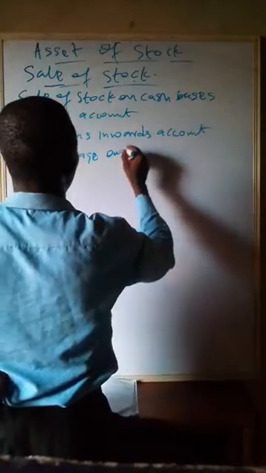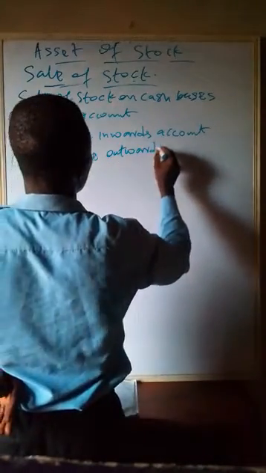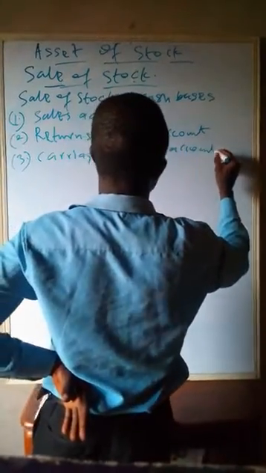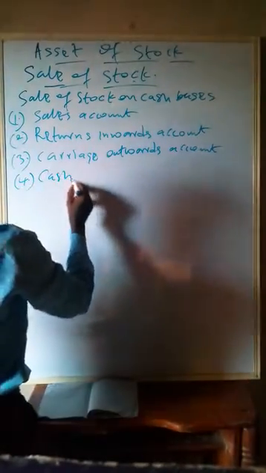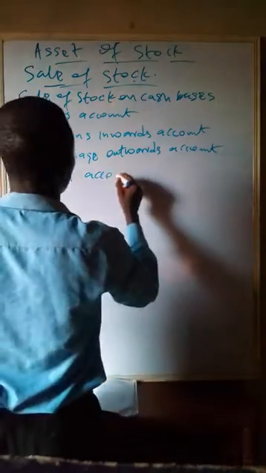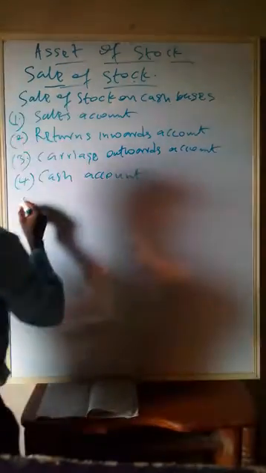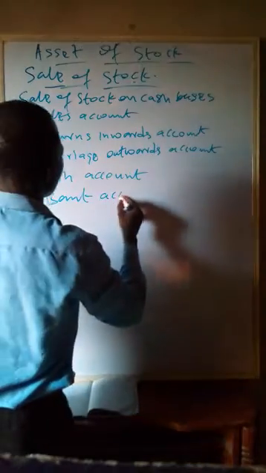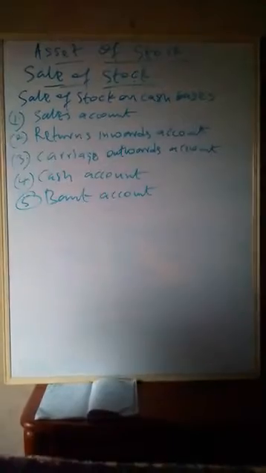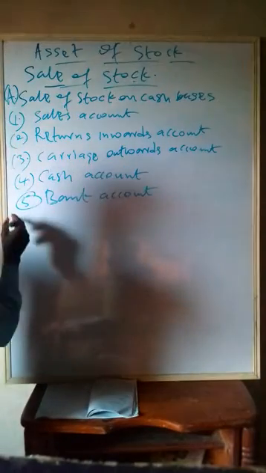Carriage outwards account. Then if it is cash payment, you have cash account. If payment is made by check, you have a bank account. These are the 5 accounts involved under sales of stock on cash basis. This is A.